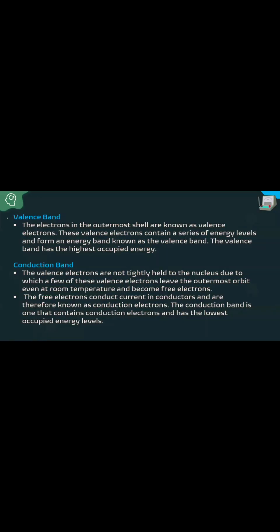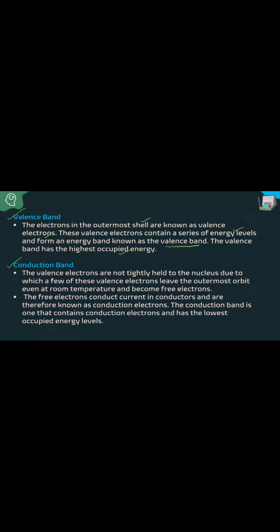I think all of you know what the valence band is and what the conduction band is. This is a minimum physics concept, please go through this. What is the valence band and what is the conduction band? The electrons in the outermost shell are known as valence electrons. These electrons occupy a series of energy levels and form an energy band. That band is called the valence band. The valence band is the highest occupied energy level.